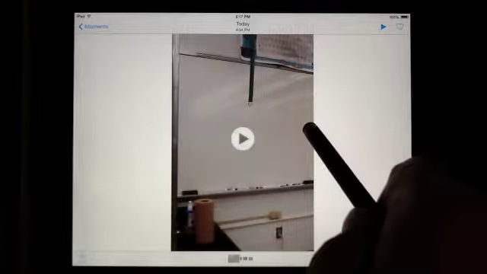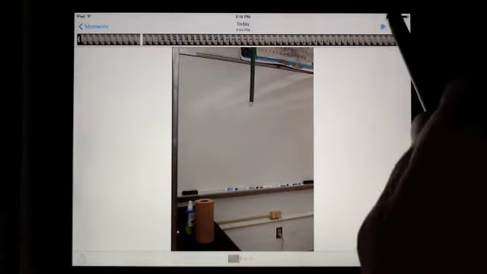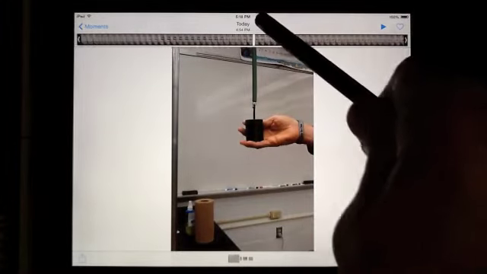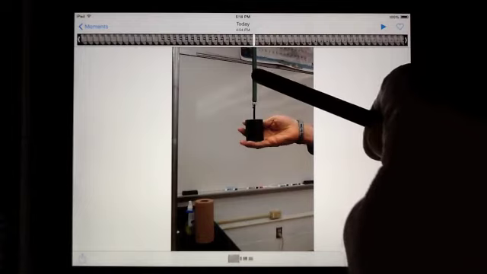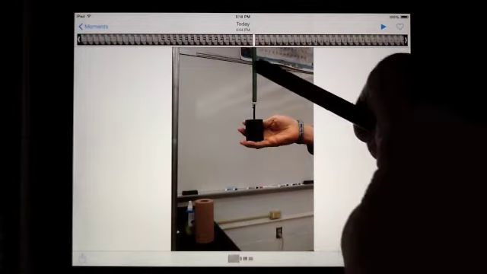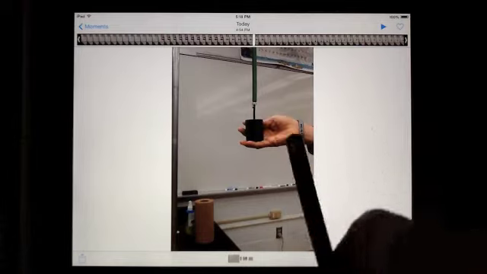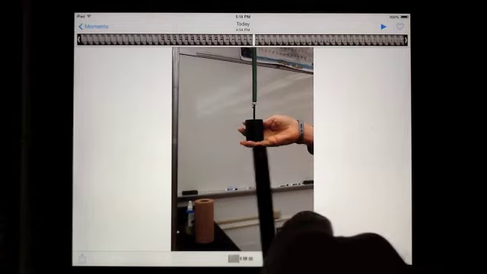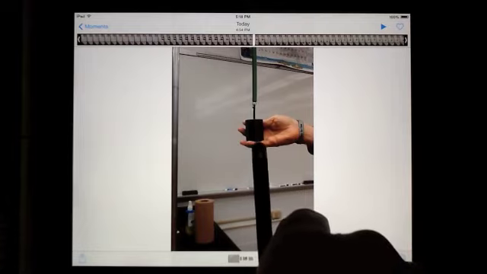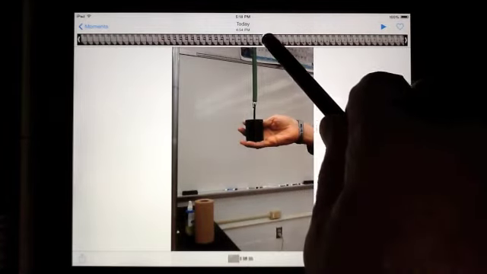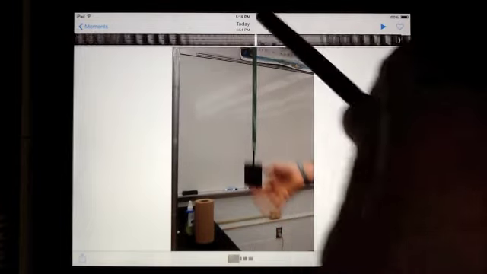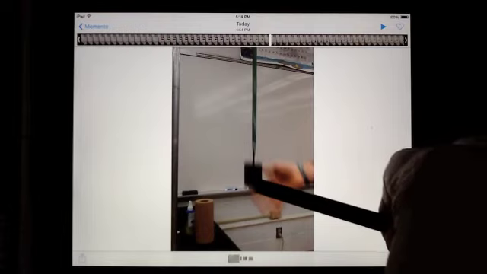One last problem. This one's the most complicated, which I'm sure makes you happy. So I have an unstretched spring. There's no potential energy in the spring. It's not moving. There's no kinetic energy. And the easy way to work this problem is to say my potential energy right here is 0. So when I let go and it goes down, I'm losing potential energy.